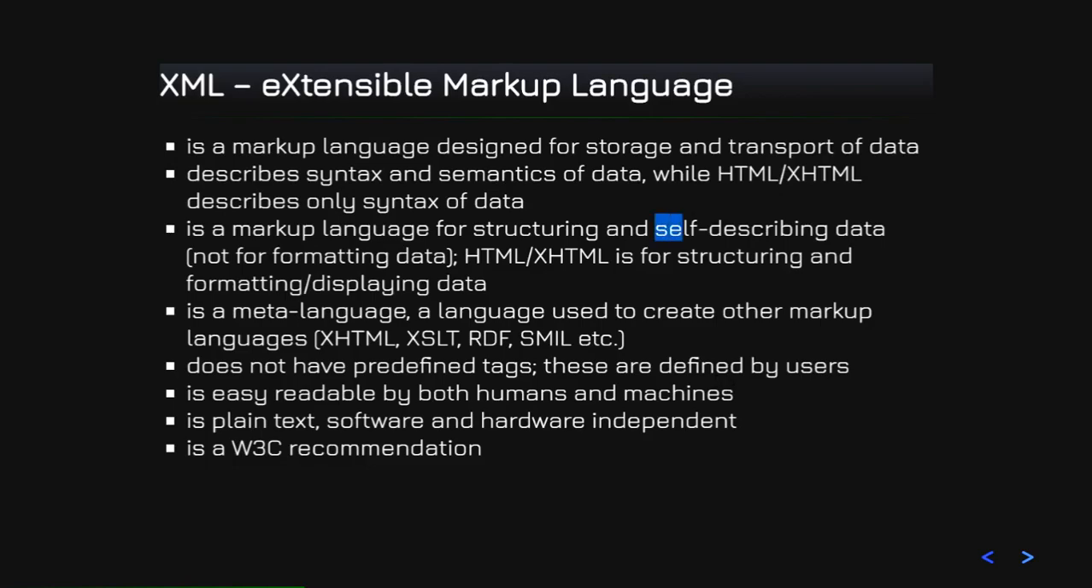Because it is self-described data, normally a user should understand what this document is about by just looking at the tags of the document, and also a machine, that is a program, can parse the XML document more easily than some other document like HTML. It is plain text in order to be platform independent and compatible between different platforms. It is software and hardware independent, and it is a W3C recommendation.